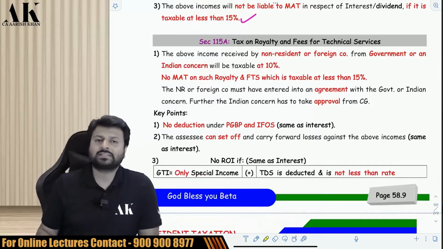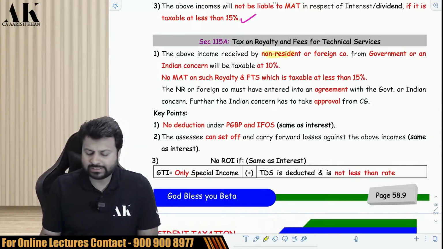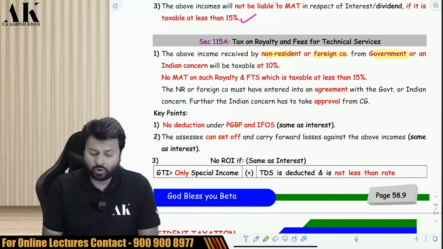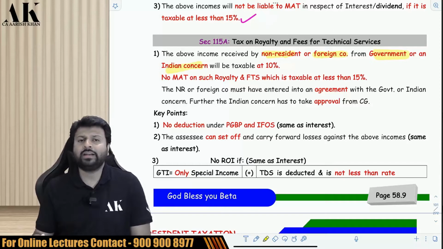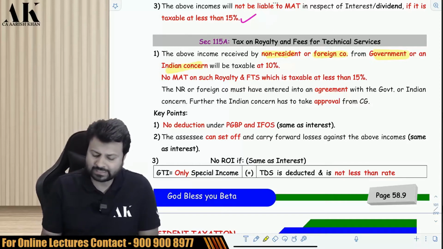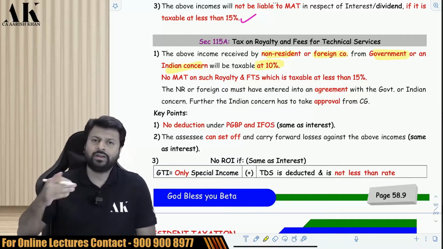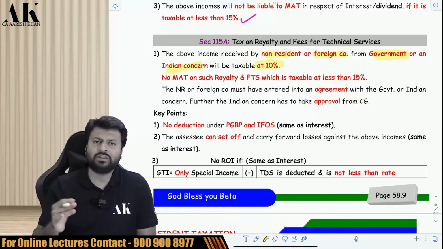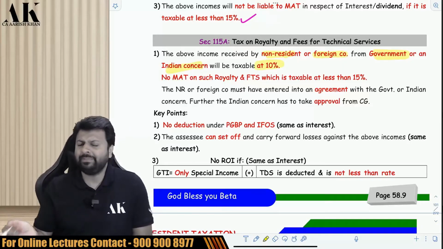So who is the service provider over here? A non-resident or a foreign company is the service provider over here. Who is the service receiver? The service receiver is a government or Indian concern. At what rate will it be taxable? It will be taxable at the rate of 10% or DTAA, whichever is more beneficial to the assessee. If DTAA rates are more beneficial, then the lower rate will be applicable to them.